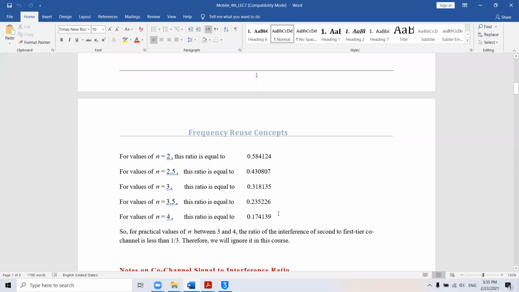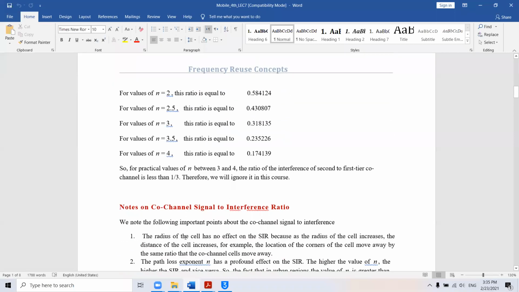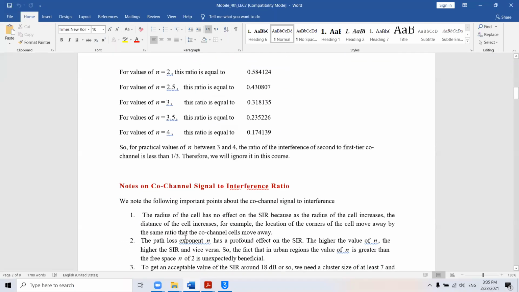Really, as you can see, this is the ratio between the second tier interference and the first tier interference. So practical values for n will be 3 to 4. The ratio of the second to first tier co-channel interference is less than 1 over 3. Therefore, we will ignore it in this course. I mean, the second tier interference will be neglected.